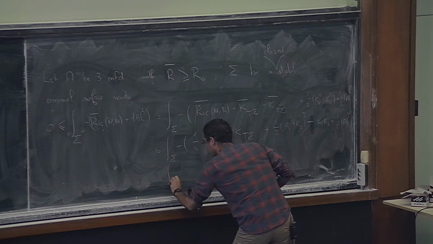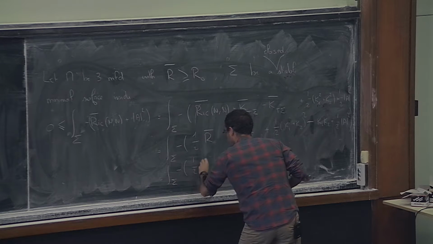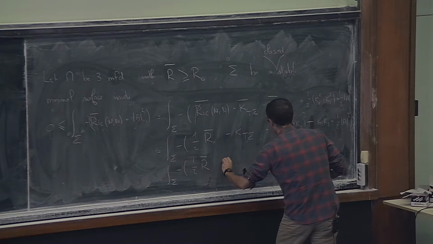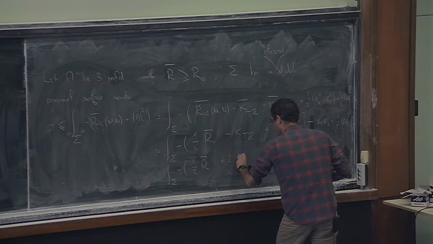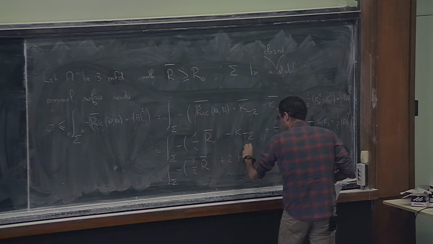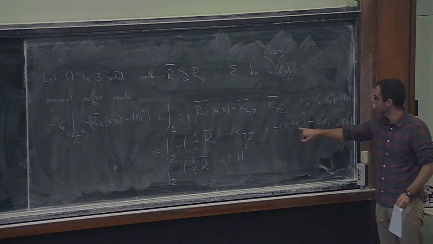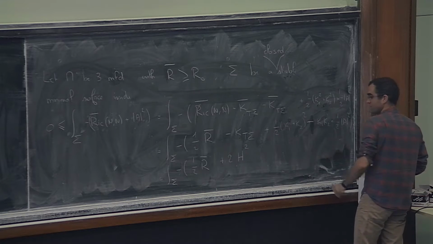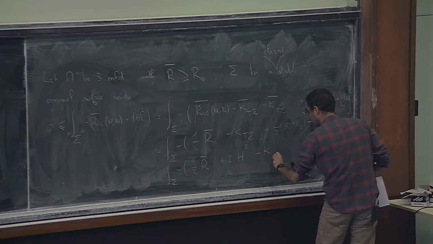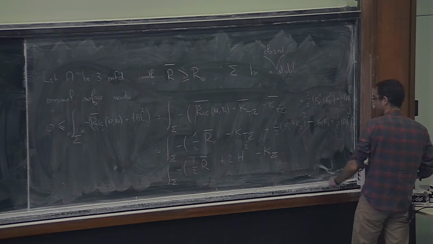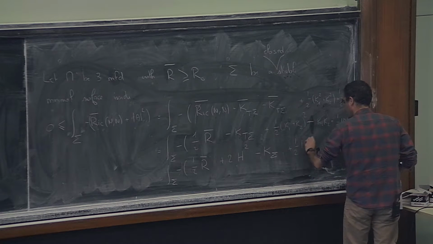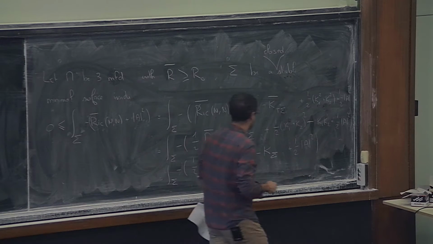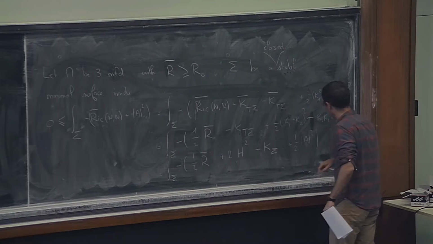So finally, I get the integral over sigma of minus 1/2 R bar plus twice the mean curvature square. So k1 plus k2 is twice the mean curvature. Here, these two terms by Gauss equation give me minus the sectional curvature of my surface sigma plus 1/2 A square. Okay. And maybe I can put this on top.